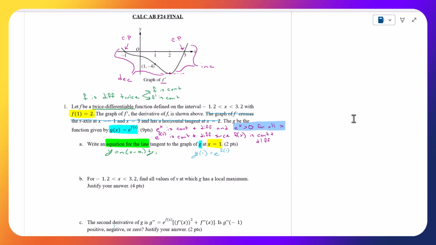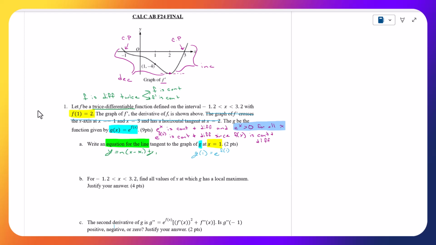And we know, because we highlighted it earlier, over here, if you can see my cursor, that f of 1 equals 2. So g of 1 equals e squared. And boom, we have an x coordinate, we have a y coordinate. And so now we can say y equals m times x minus 1 plus e squared. We have almost everything we need. The last thing we need is m.